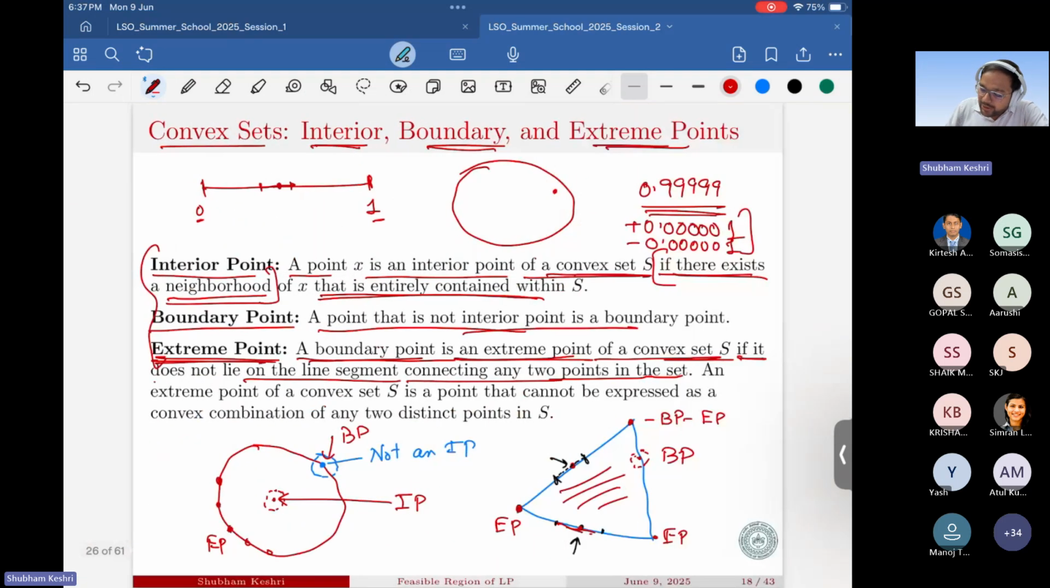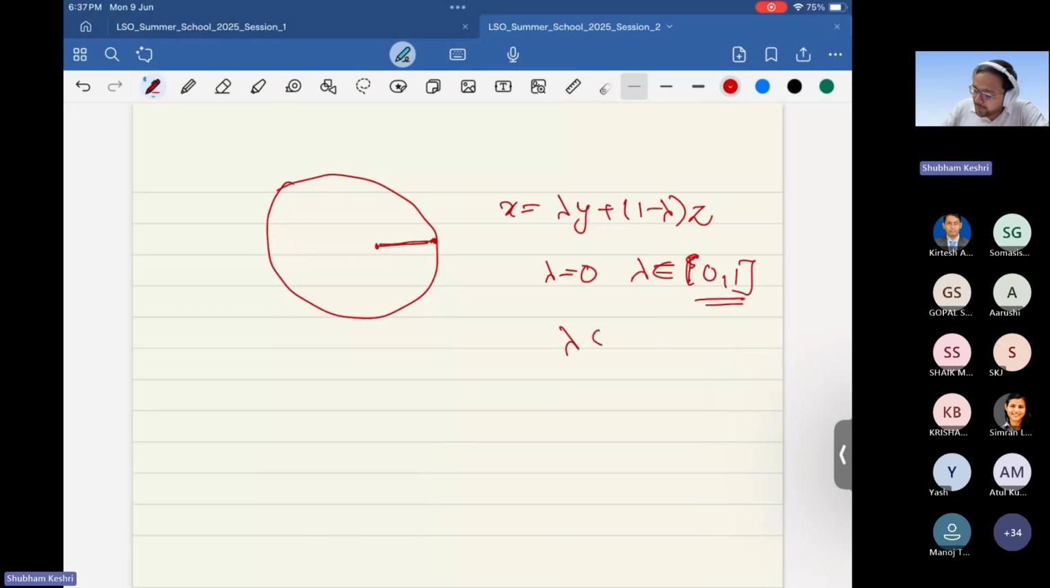But when I'm talking about an interior point, then lambda belongs to the open interval (0, 1). So it means that for a convex set, the boundary points belong to the convex set. Yes, Shiva.